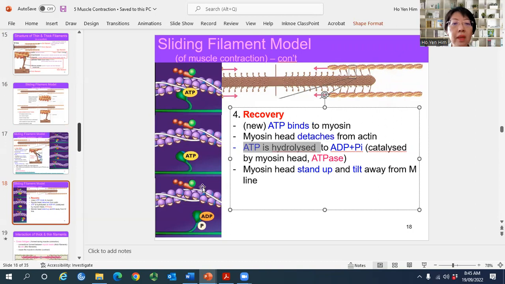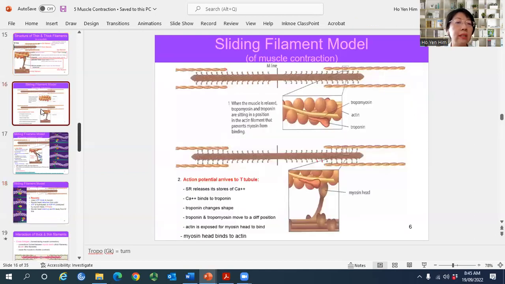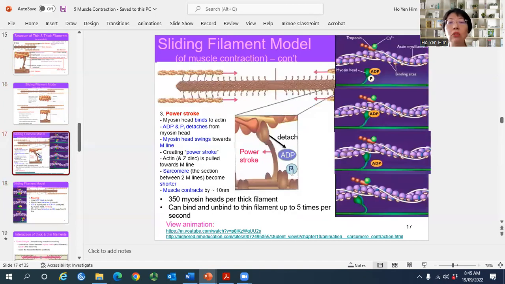Once ATP is hydrolyzed, the energy released is used to bring the head to stand up again. That means tilting away from the M line, so it's already standing up. At this stage, ATP is already hydrolyzed. Some students say that this is where ATP is hydrolyzed. No, it's already hydrolyzed. At this stage, the ADP and Pi will detach from the head when the head attaches to the binding site at the actin chain.